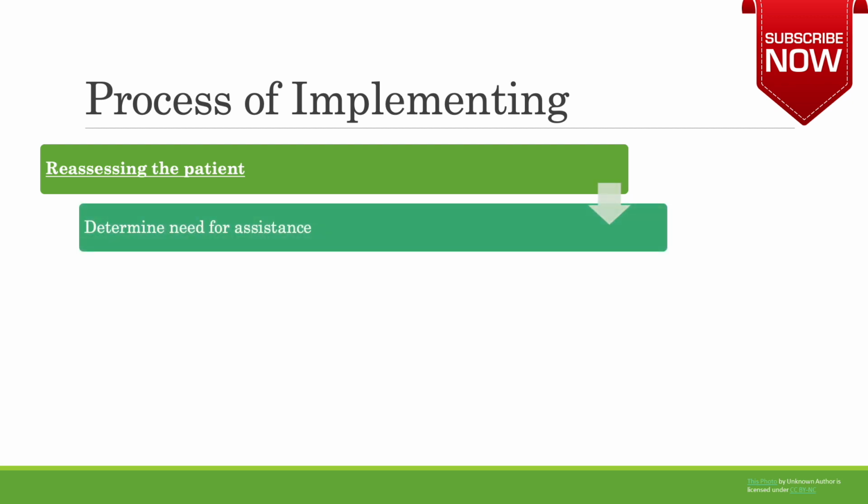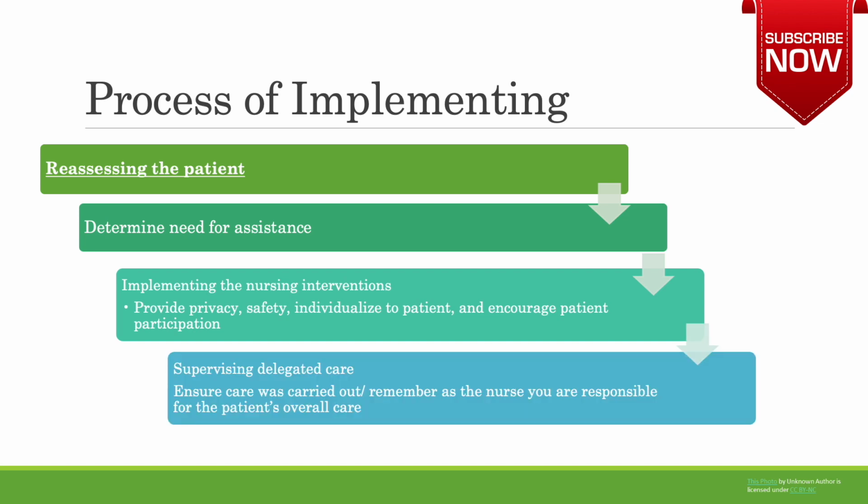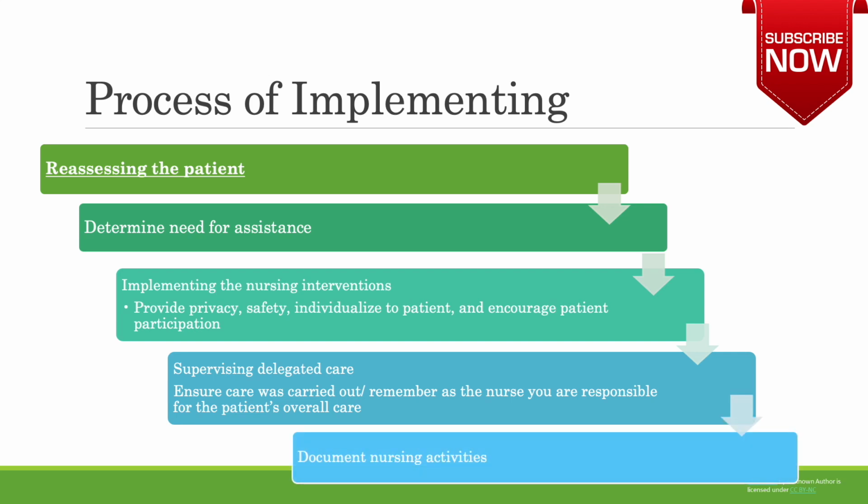Next, you want to determine the need for assistance, and you want to implement the nursing intervention. Make sure you provide privacy, ensure your patient's safety, and individualize the intervention to your patient, and always encourage the patient to participate. Next, you want to supervise delegated care. You can delegate care to a CNA, LPN, medical assistant, patient care tech, and you don't have to physically be there when they perform the care, but you always need to make sure that the care was provided correctly and that it was ultimately provided, period. Because if anything goes wrong with your patient, it will be your fault as the nurse. And lastly, you want to document the nursing activities.